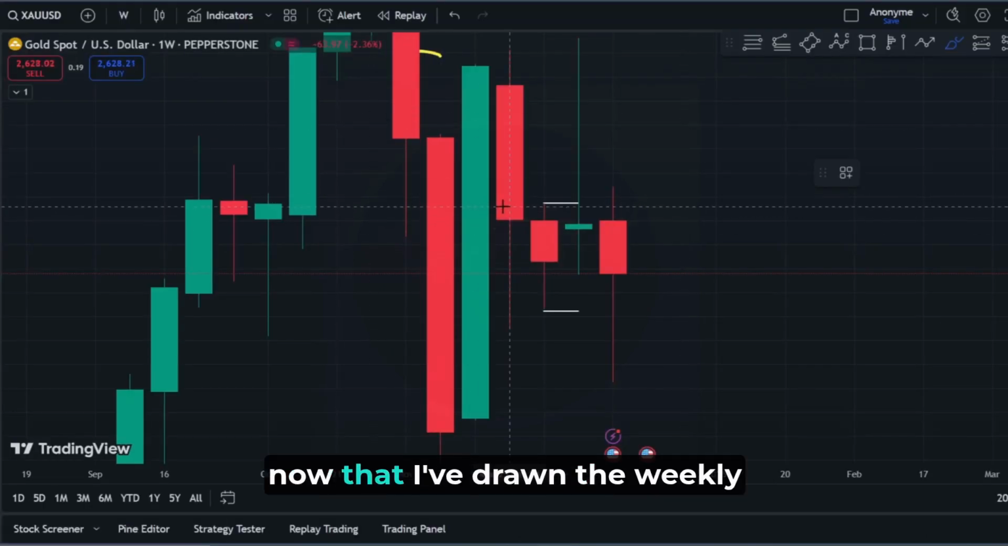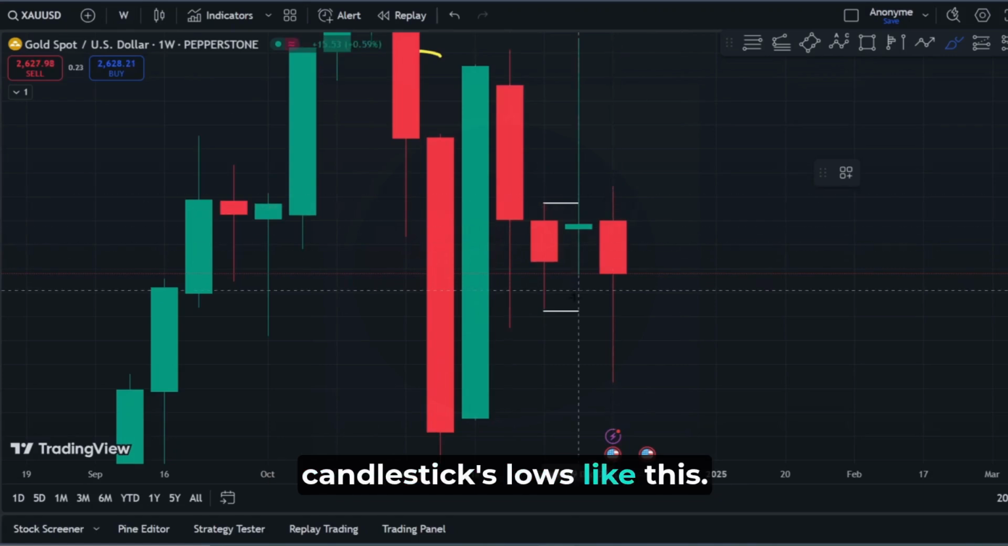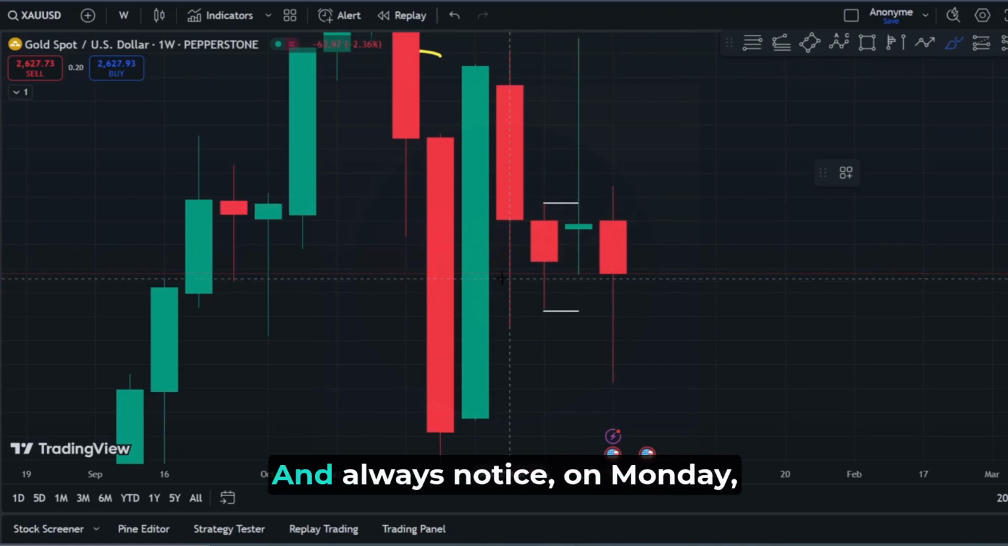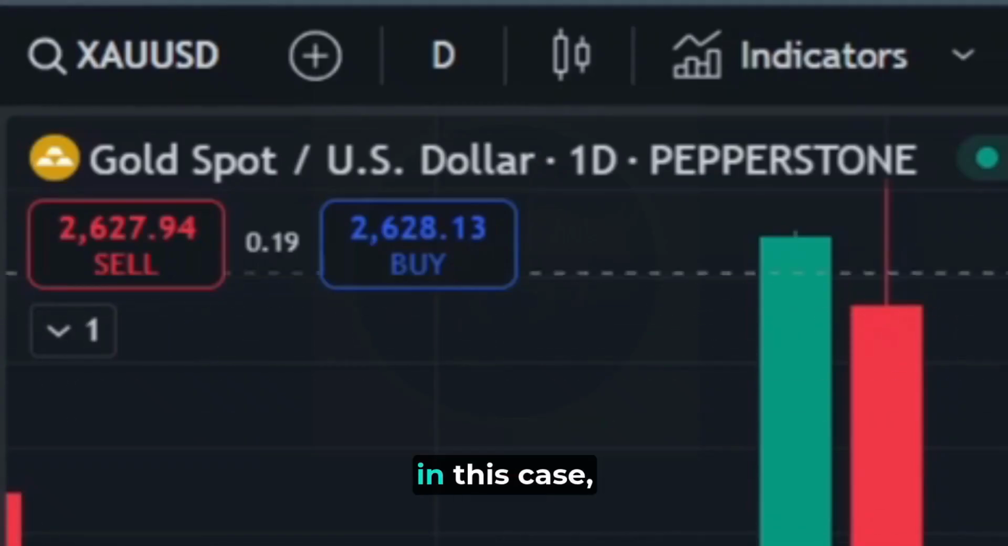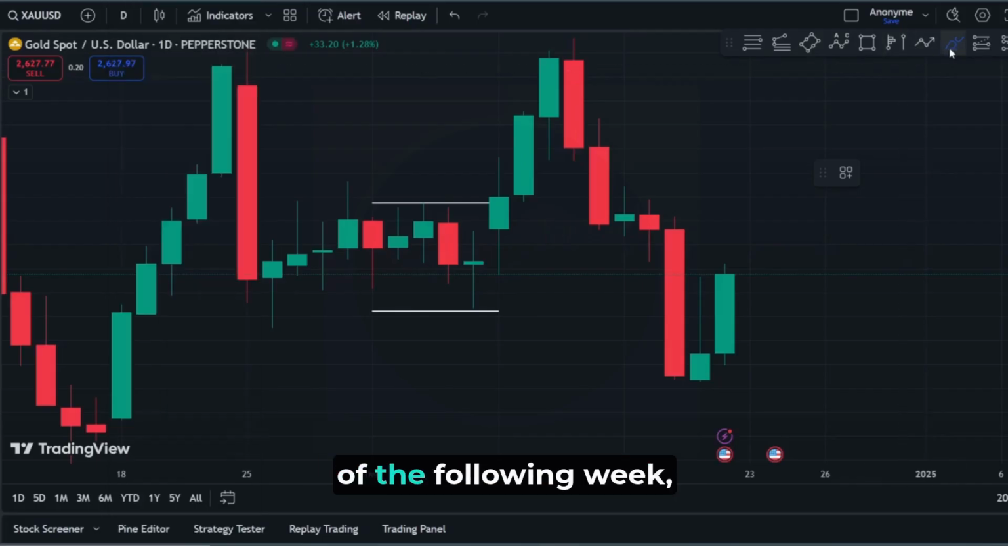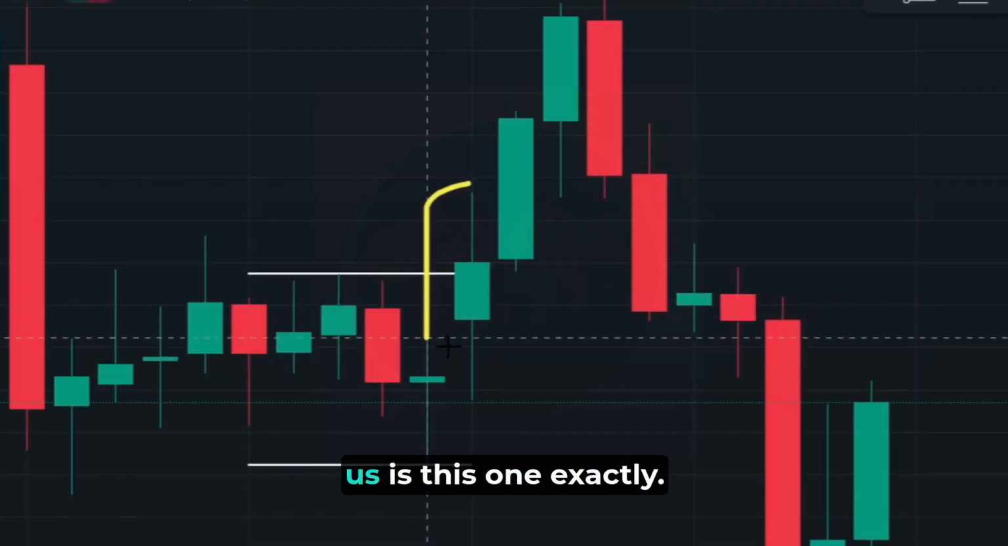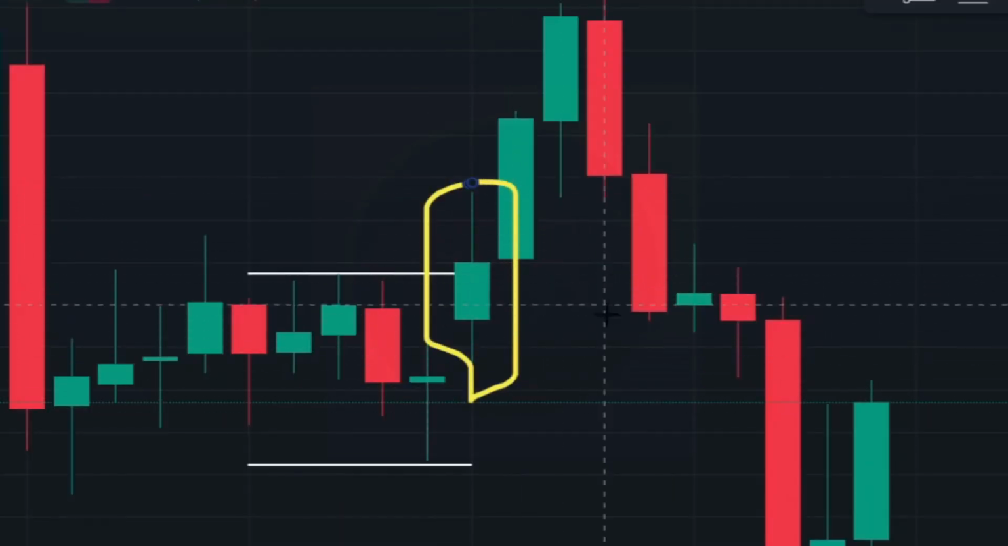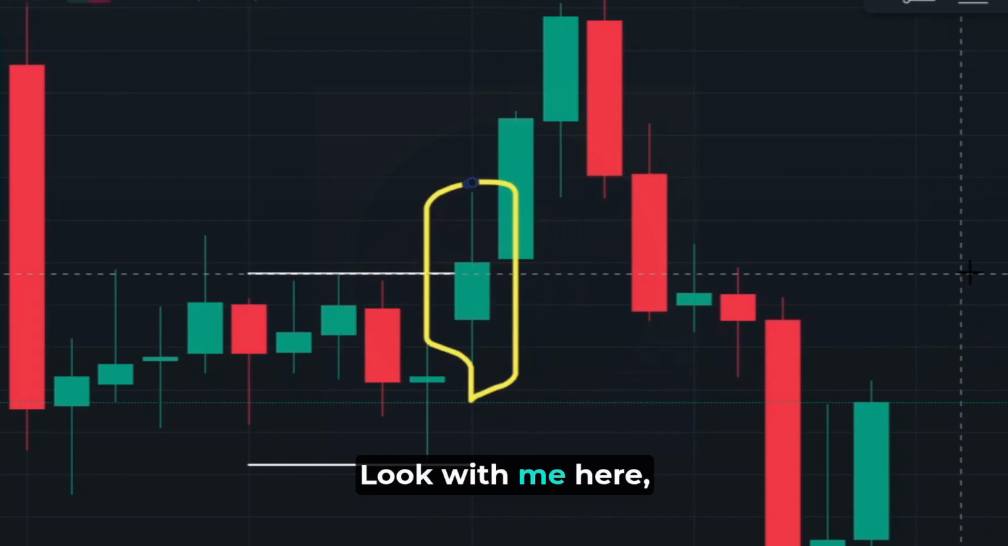Look with me, now that I've drawn the weekly candlesticks lows like this. Look at the next day, just as we explained in the example a moment ago. And always notice Monday, in this case, we return to the daily time frame like this. Then I look at the Monday of the following week. The Monday that concerns us is this one exactly. Here's the Monday candle. Look with me here. This is a live example that confirms to me that we will see a rise in the following days.